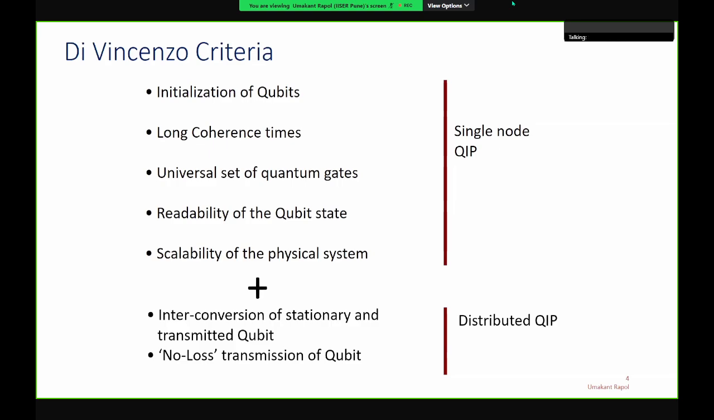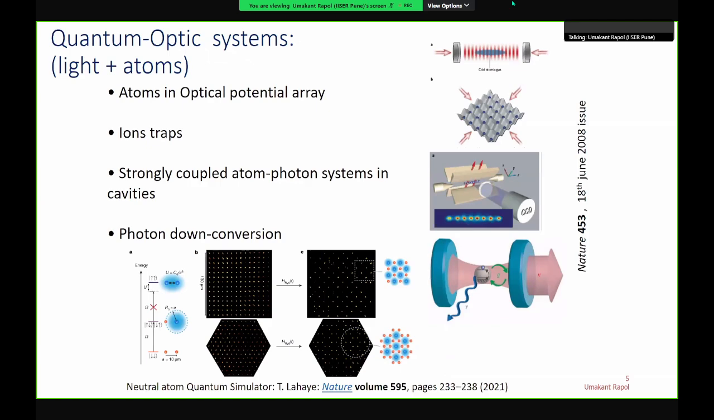Like in classical computers, the information is carried as voltage levels, which are logical 0 or 1, over some conductor connecting different processors. In this case also, you need a transmission line that does not allow you to lose any information going over it. So these are the two additional criteria for distributed quantum information processing.